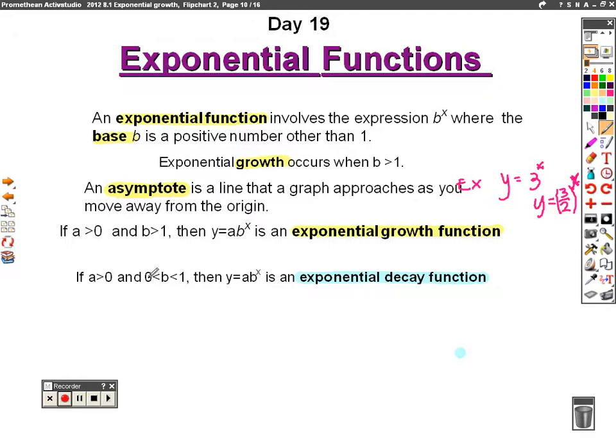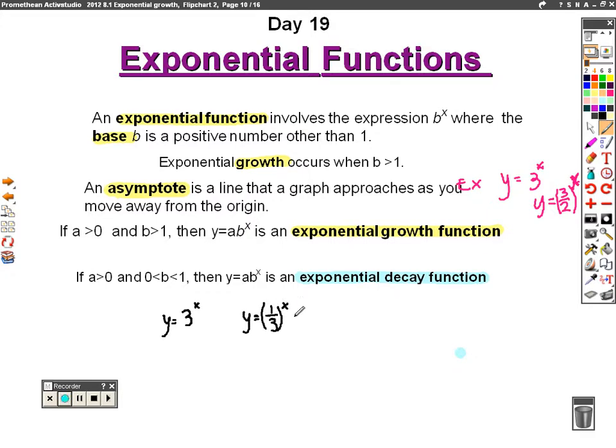But what if b is between 0 and 1? What if it's a fraction between 0 and 1? That's going to be a decay. So there are a couple ways of writing this, and I really like the way that the Khan Academy video does it. I have that posted right next to this. But he says, before we talked about growth, right? y equals 3 to the x. So a decay would be, for example, something like this, 1/3 to the x.